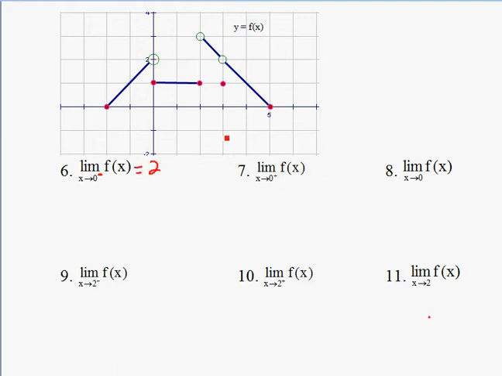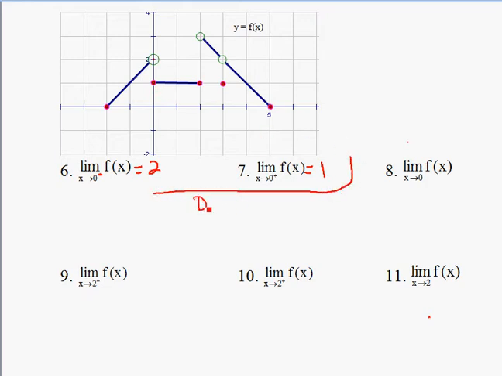The right-hand limit as x approaches 0, so where is my function value going from the right-hand side? As I approach 0, it's going towards 1, so my limit is equal to 1. As x approaches 0, that means you consider both the left and right-hand side. The left and right-hand side must agree in order for this limit to exist. Since the left-hand limit is going to 2 and the right-hand limit is going to 1, the limit does not exist. So you actually need to write that answer down.